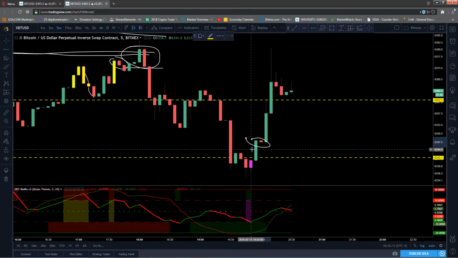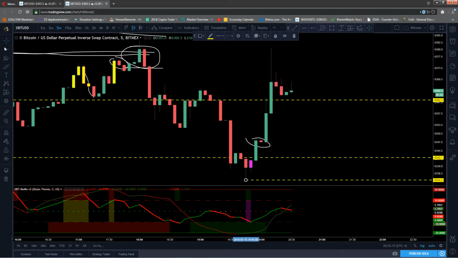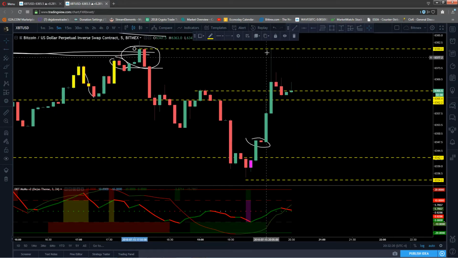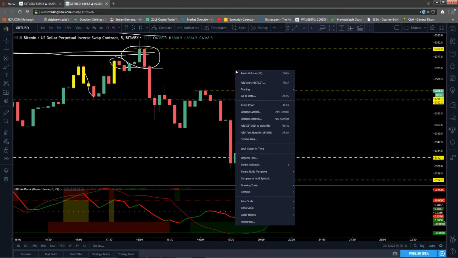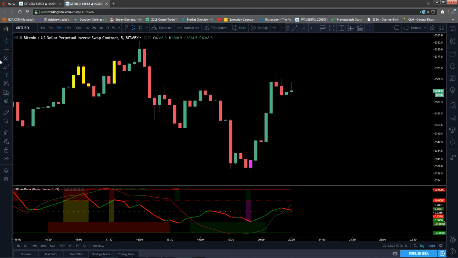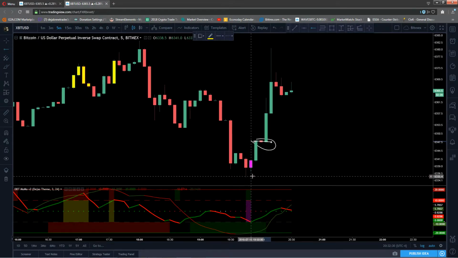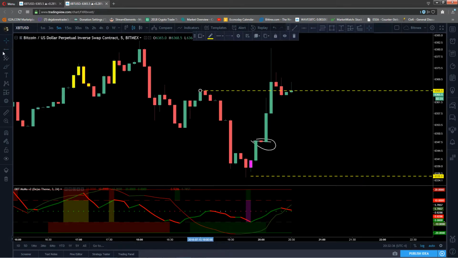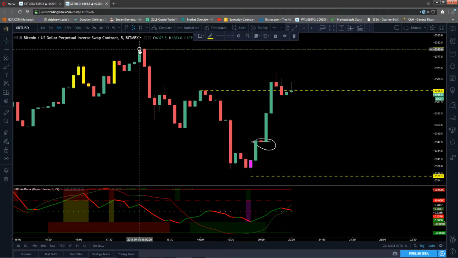Even if you got in at the top, you would have put your stop loss at the low. You could have targeted this high. You could have targeted this high. You would have hit both of them. Let me clean up the chart here to make it clear. You could have taken this trade even if you would have gotten in at the top. You could have put your stop loss below the candle or below that wick. You could have targeted this high here, or you could have targeted this high here.